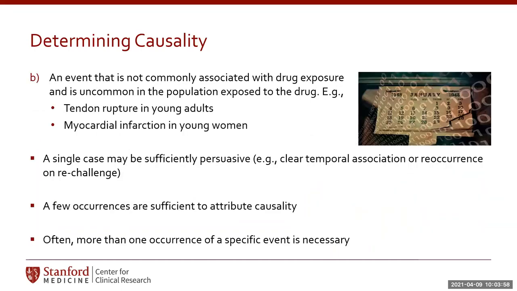The next category, category B, is for events that are not commonly associated with drug exposure and are also not common for the population that is exposed to the drug. A really good example is MI in young women. One of those cases may not be enough, but a few are good enough indication that it's possibly the drug. They are saying that a single case may be sufficient if you have this very clear temporal association, or you can see clear recurrence on rechallenge, but usually you would need those few occurrences to say that, yes, I suspect that the drug is causing the event.